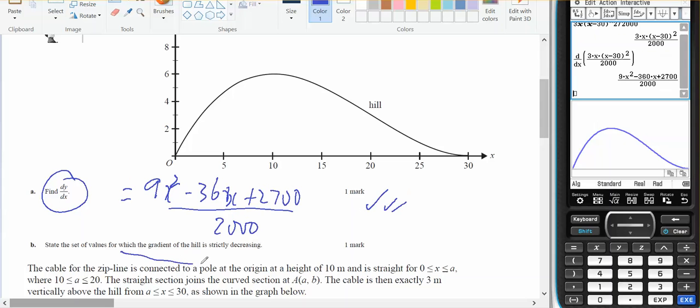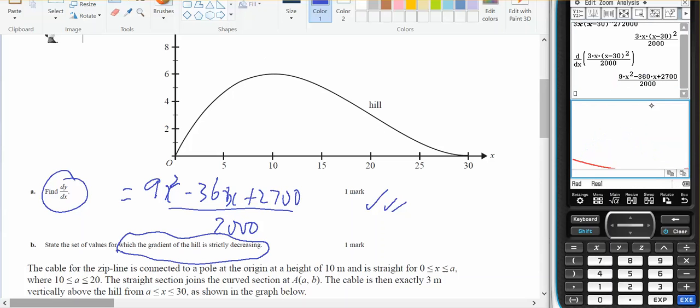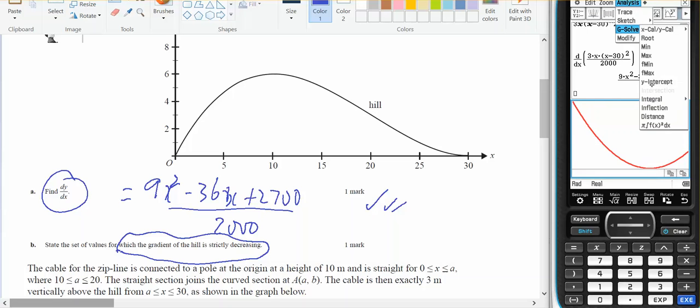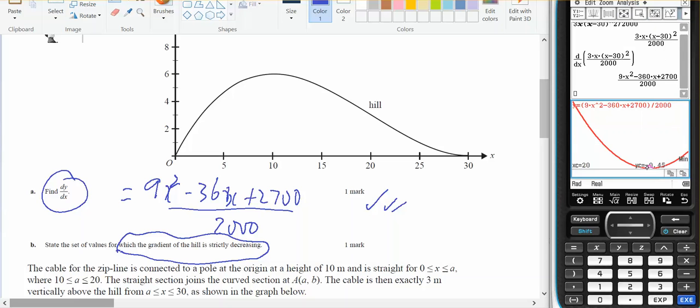The set of values for which the gradient of the hill is strictly decreasing. Well, this isn't the gradient of the hill, this is the height of the hill. So what I'd like to do is graph the derivative, and I can see that it's strictly decreasing for all of these values from 0 up to here. Analysis, graph solve, minimum, and that is at 20. So from 0 to 20 it is strictly decreasing. So 0 through to 20, strictly decreasing is about the y value, so I'm going to have square brackets on that.